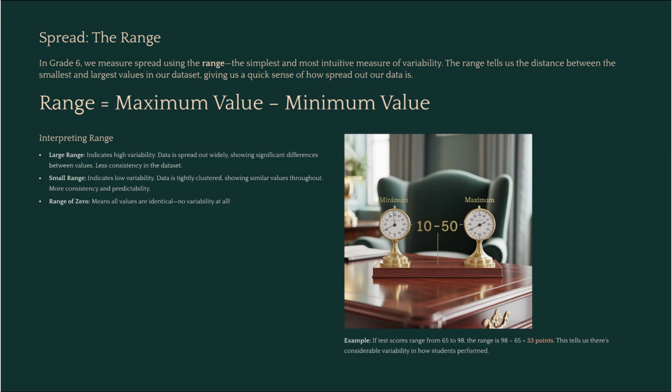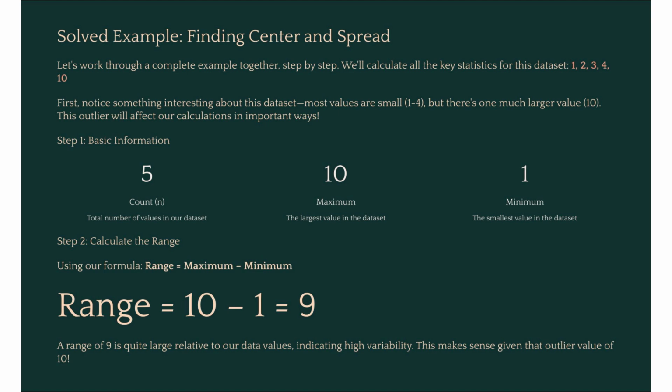A big range means the data is inconsistent and highly variable, while a small range means the data is consistent and tightly packed. Let's apply these concepts to a small data set: 1, 2, 3, 4, 10. We have 5 numbers. Let's find the spread first. The maximum value is 10, and the minimum value is 1. The range is 10 minus 1, which equals 9. That's a relatively large range for such a small set.